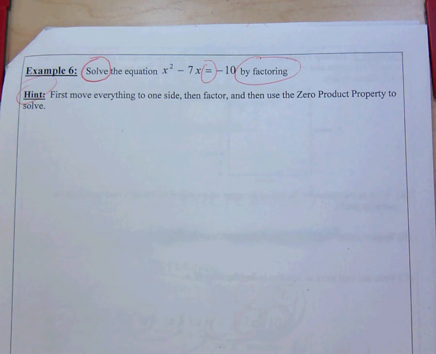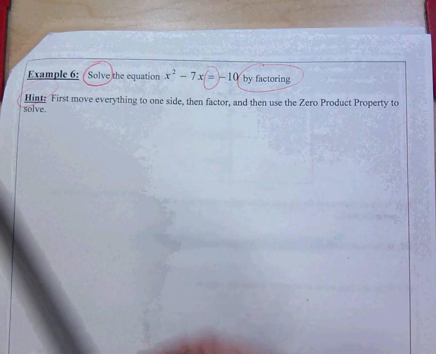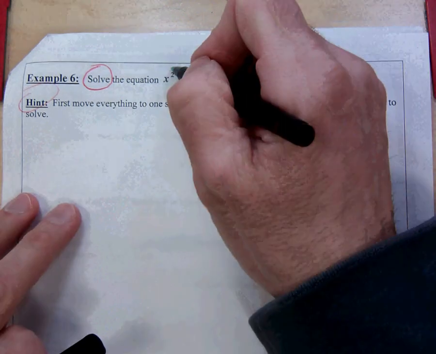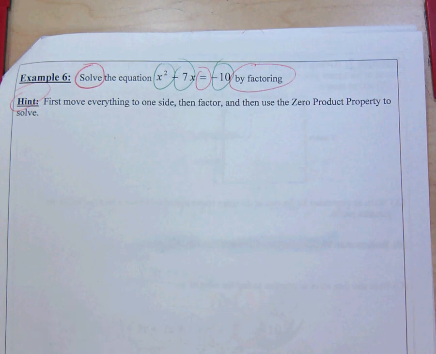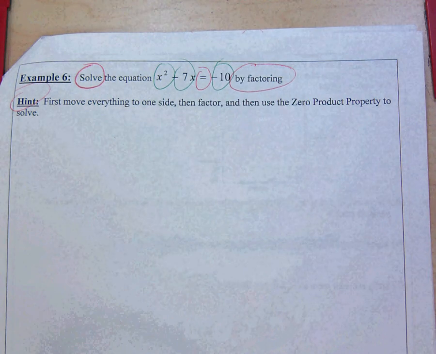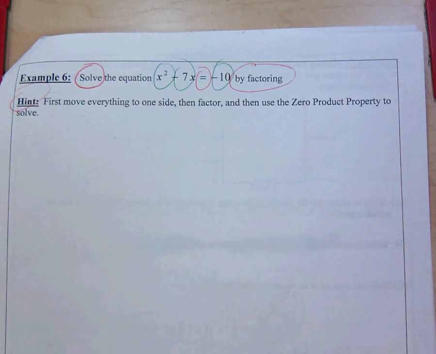Okay, so there's a couple ways. I can either move this and this to the right side, or I can move that to the left side. What's easier? Move the 10 to the left. Okay, let's do that.